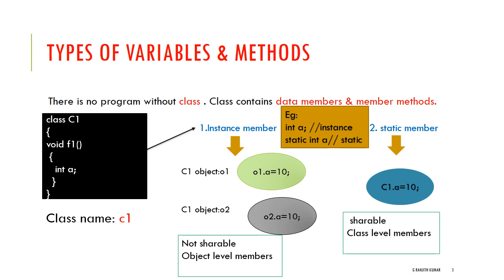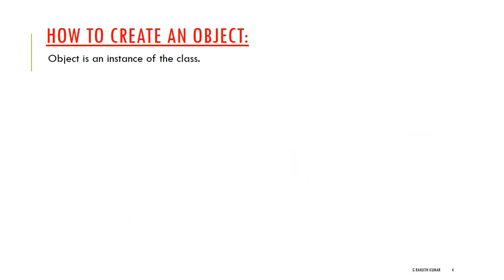These are the examples of how to create instance and static members. To create an instance member, no special keyword is used, just like how normal variables are declared, in the same way we can declare. But coming to static, we have to use the keyword static. So static int a. When we use the static keyword, that will be considered a static member. If the static keyword is not used, by default it is considered an instance member. So now how to create an object.